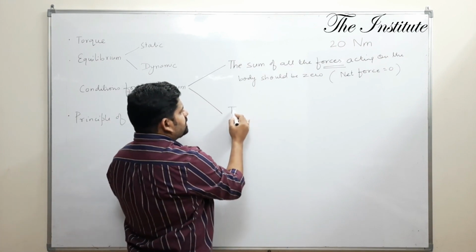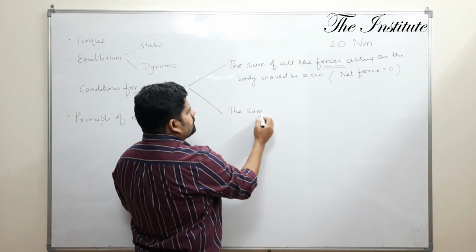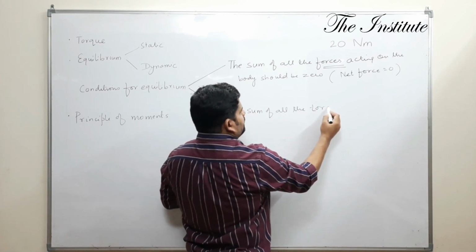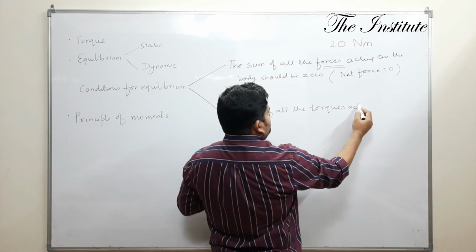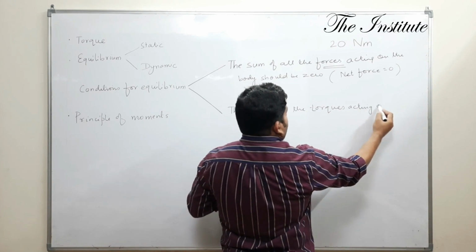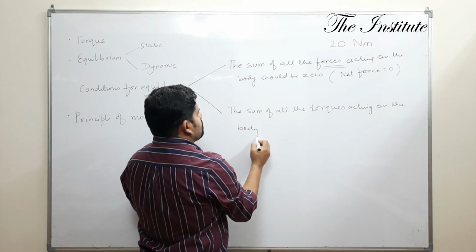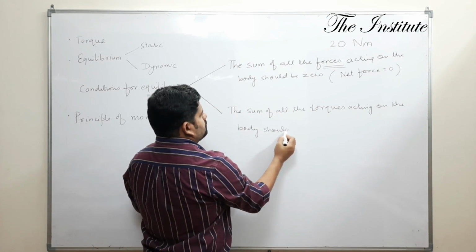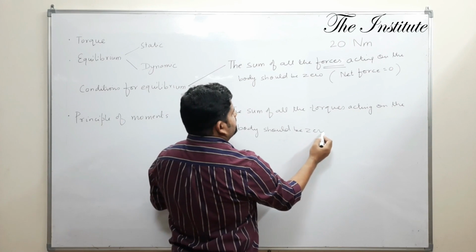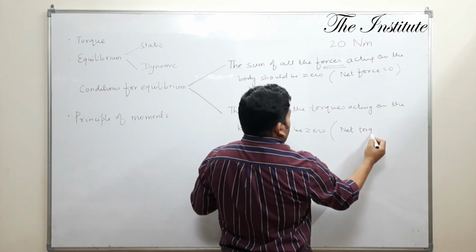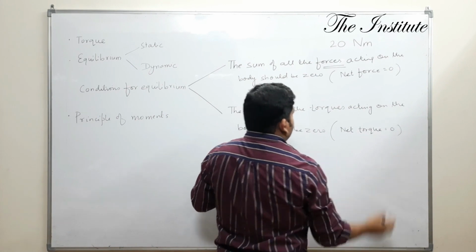And the second condition is the sum of all the torques acting on the body should be zero. In simple language, net torque is zero.